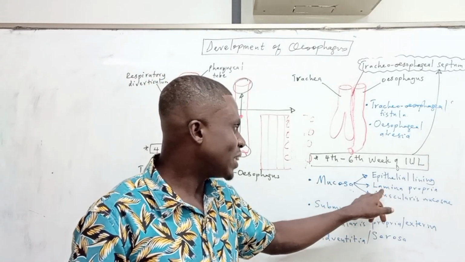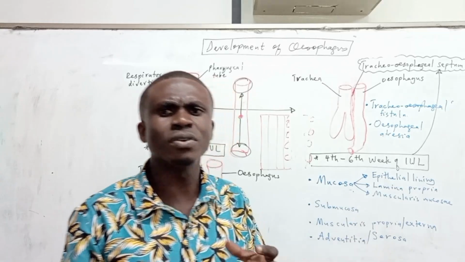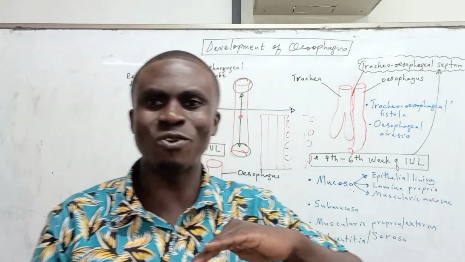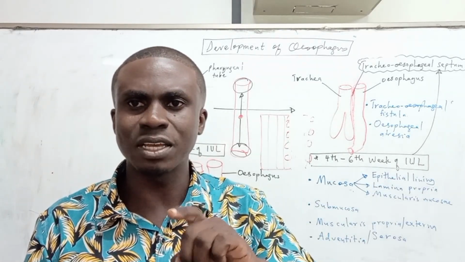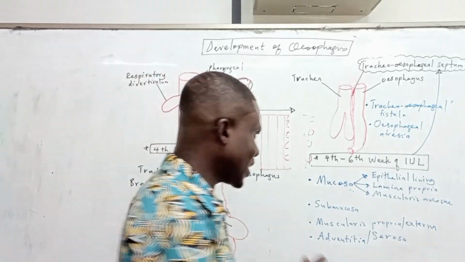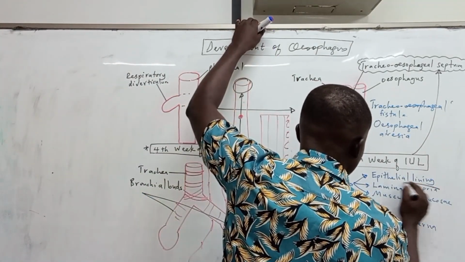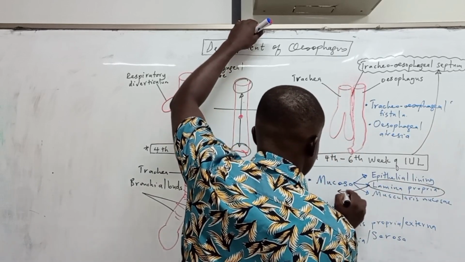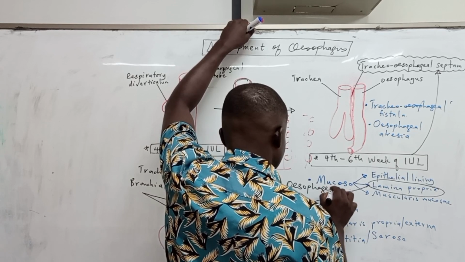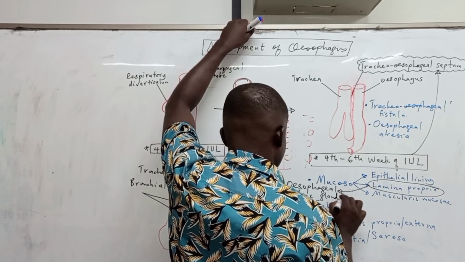So we expect that this lamina propria will possess some glands in it at the terminal portion of the oesophagus. And there are some glands, we call them oesophageal cardiac glands. So the main thing that is going to take place in the lamina propria is that we want to see something. What do we want to see? We want to see the formation of the oesophageal cardiac glands.